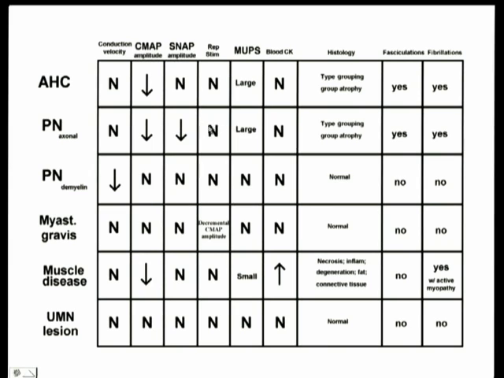Repetitive stimulation is only seen in myasthenia gravis, so we won't have to worry about that, the decrement that is. MUPs are going to be larger because the axons are dying and there's reinnervation. Blood CK you don't have to worry about except when the muscle's dying. And when you have the axons dying, you're going to have type grouping and group atrophy. Fasciculations, of course, again now, these are very sporadic and visible, and fibrillations are smaller and they're more regular firing sequences.